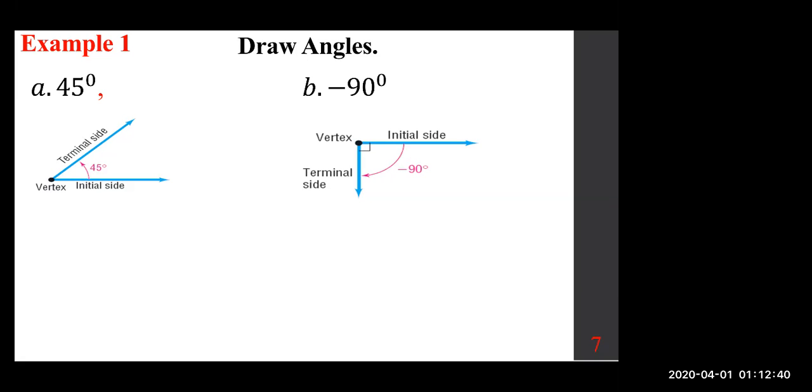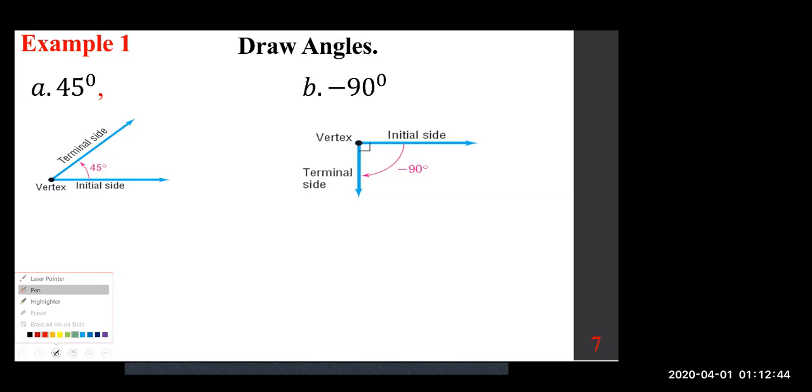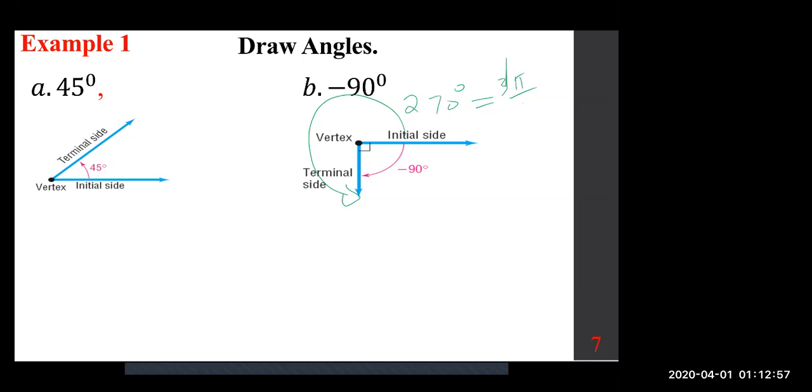So, let me use a different color here. If we go this way, this is 270 degrees, okay? Or 3 pi over 2. Okay.